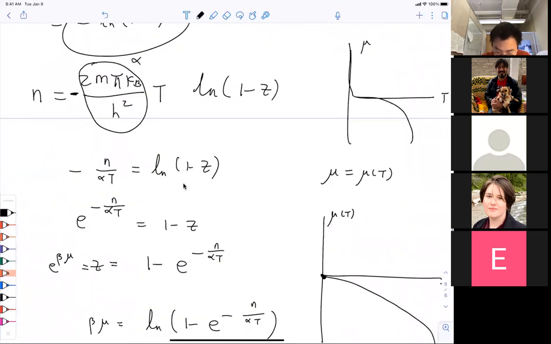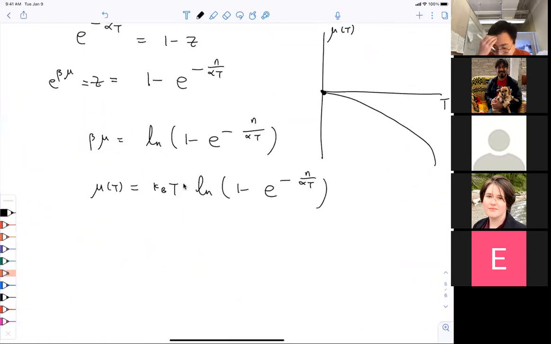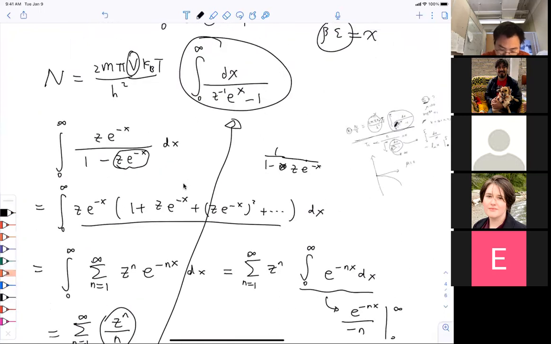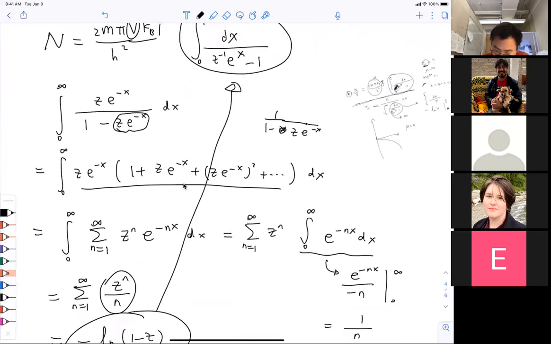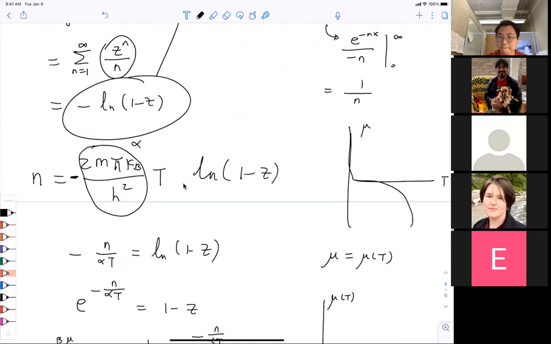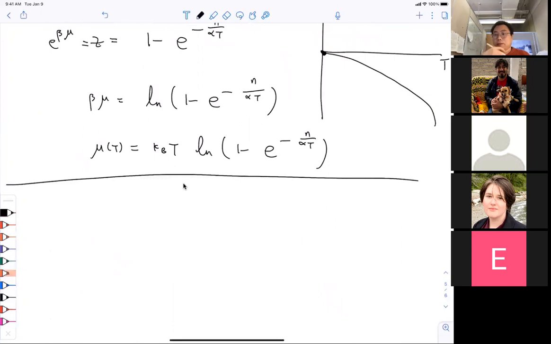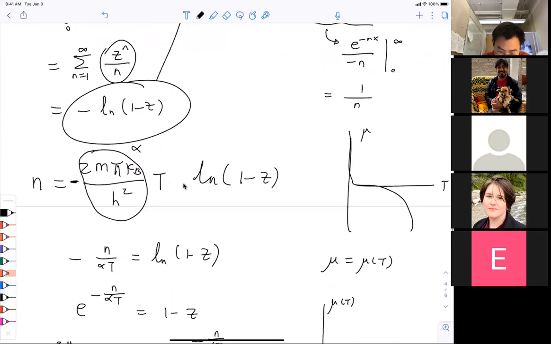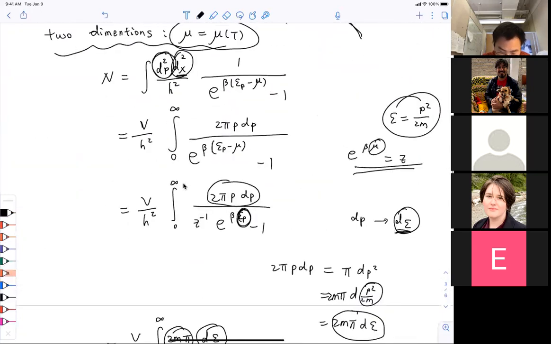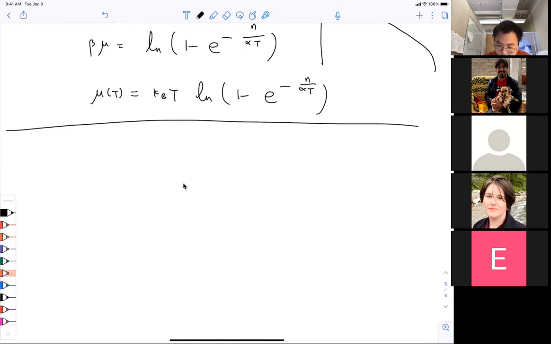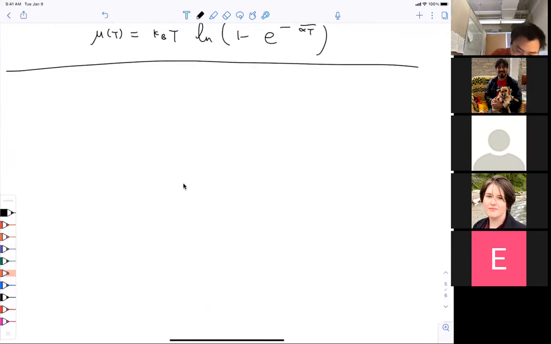So here I give you all the steps just to show you this very standard technique. You don't need to be afraid of these integrals. Okay, so if you understand this, then I'm pretty sure you can work out the one-dimensional case by yourself, but in any case, let's do it very quickly.